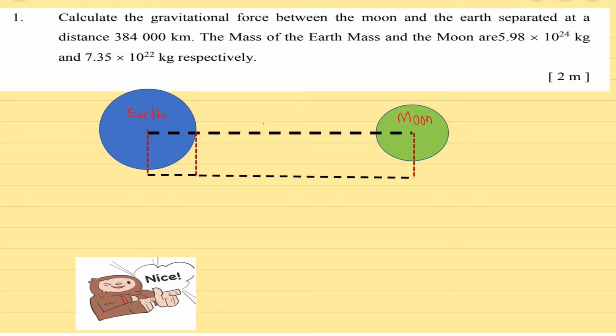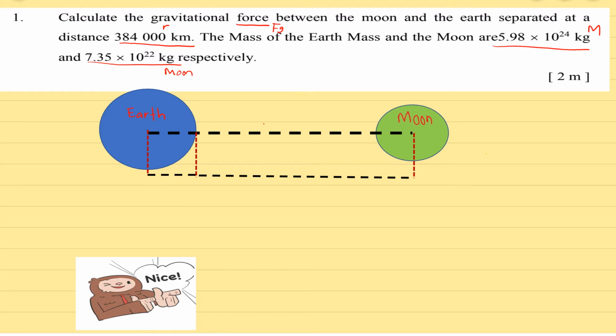Okay, for question 1, calculate the gravitational force. So the keyword is force. The symbol is Fg. Between the moon and the earth separated at a distance 38400 kilometer. So this is the distance. The mass of the earth and the moon are 5.98 times 10 to the power of 24. So this is M, Earth, and 7.35 times 10 to the power of 22 kilograms. So this is mass for moon.